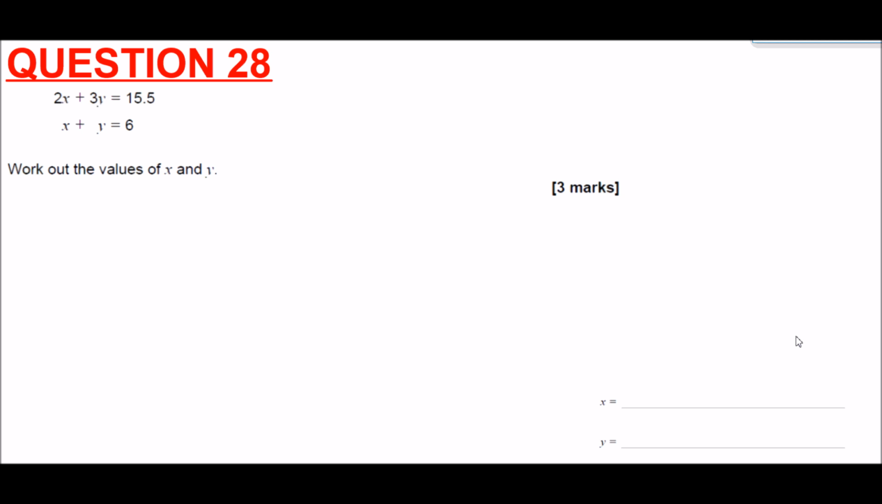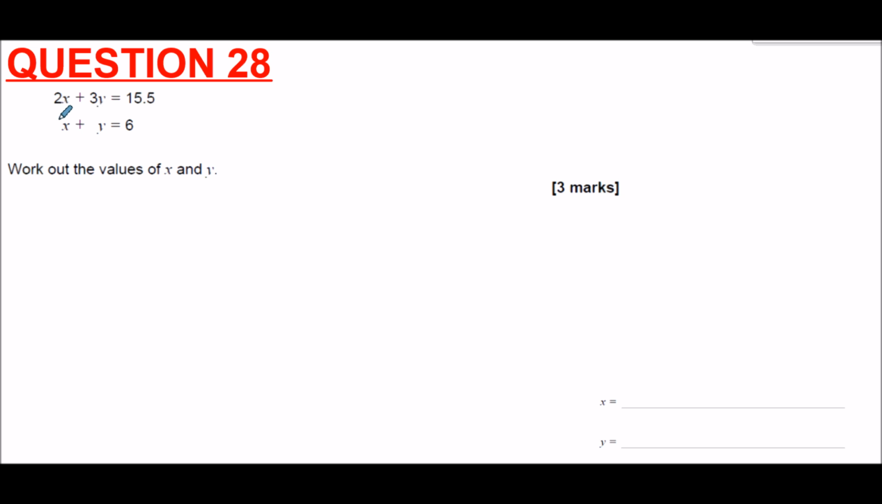Question 28. Dreaded simultaneous equations. We have to work out the values of x and of y. What we'll need to do is to get either the number of x's or the number of y's the same in both the top equation and the bottom equation. If we look here though, at the top we've got 2 x's, the bottom one we've got only 1 x, and at the top we have 3y, but down here only one y.